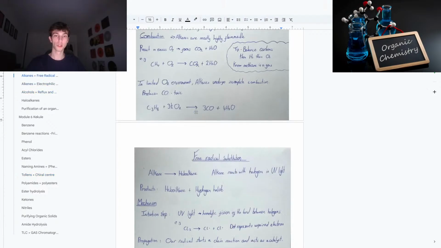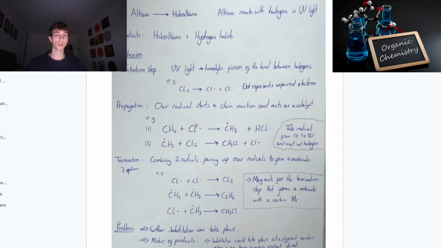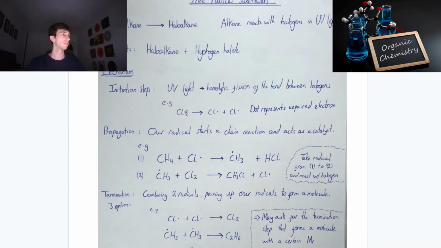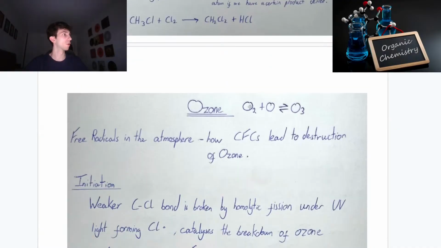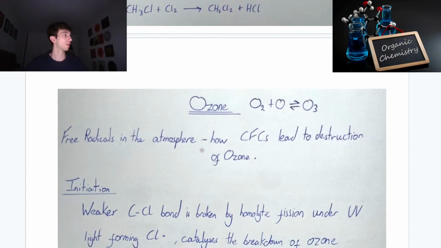Free radical substitution. Going over ozone, we saw in our initiation, we had our halogen. Under UV light, we formed two chlorine radicals here. With ozone, we have this equilibrium, O2 plus O, and O3 on the right. Free radicals are in the atmosphere.